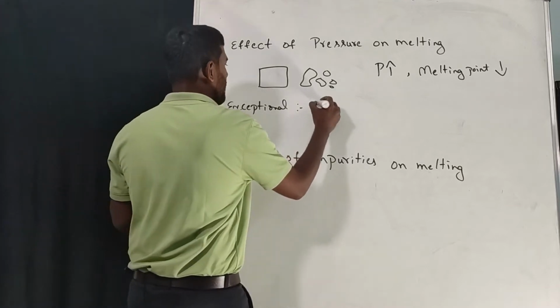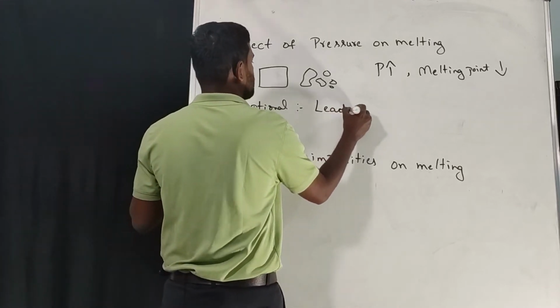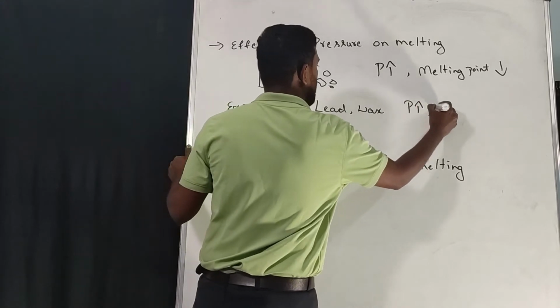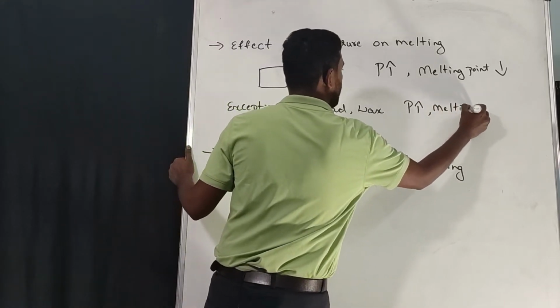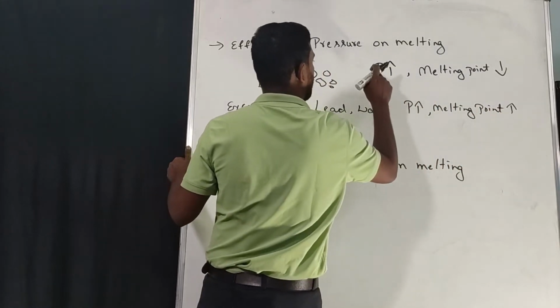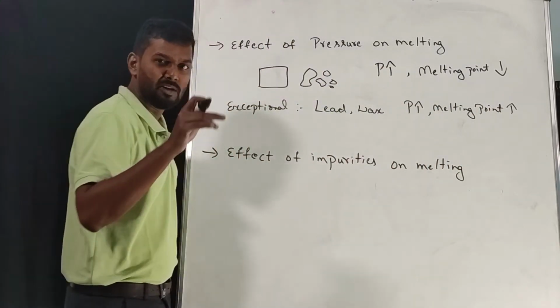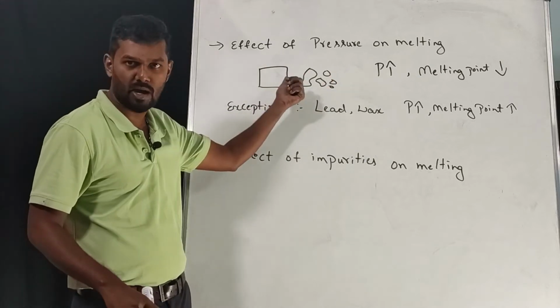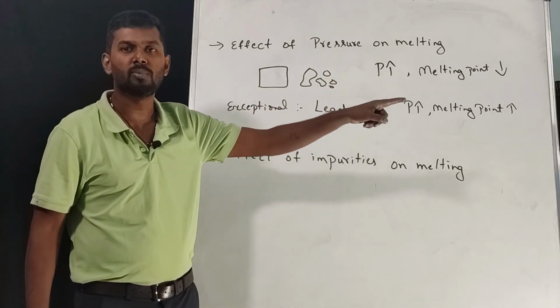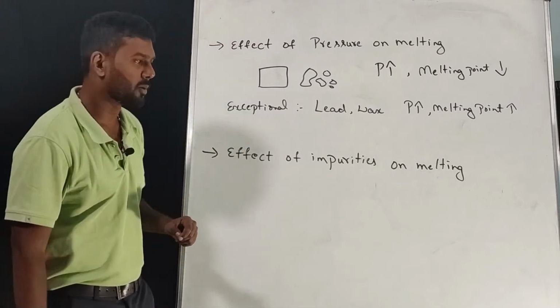Exceptional cases, nothing but lead and wax. Lead and wax: if the pressure increases, the melting point also increases. So pressure and melting point are inversely proportional when it comes to ice, but when it comes to lead and wax, pressure and melting point are directly proportional.